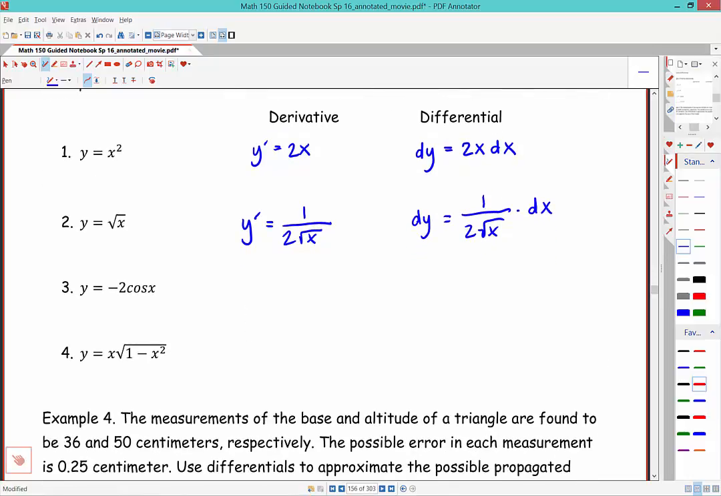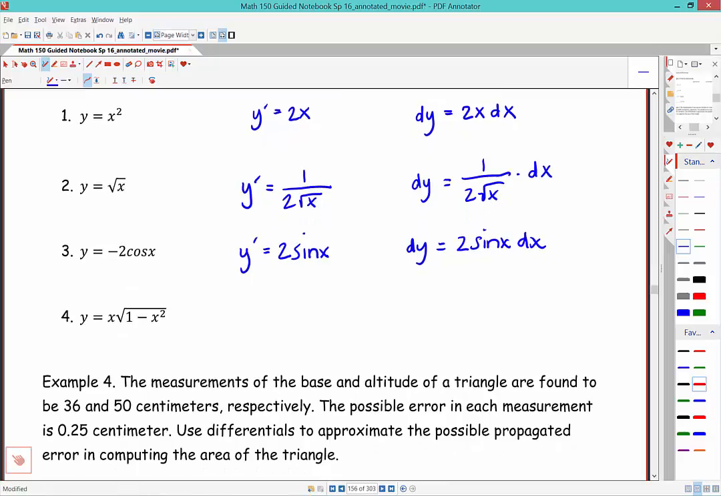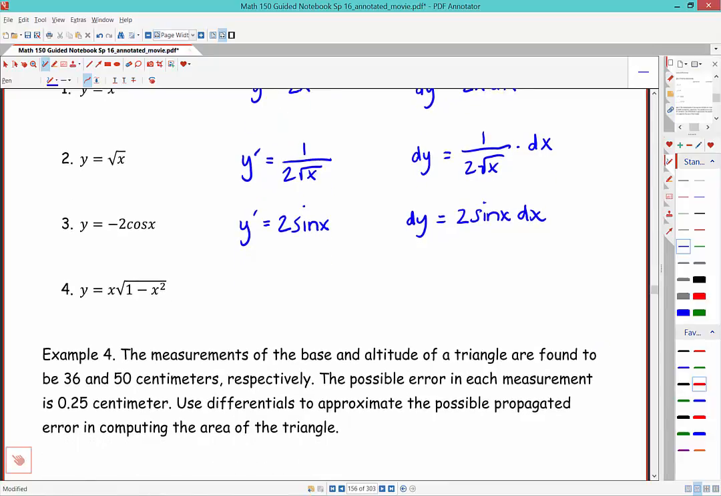Continuing. Good. y prime is positive 2 sine x, because the derivative of cosine x is negative sine x. And the differential will be dy equals 2 times sine x times dx. All right, what about this guy? We've got to do a little more work there, right?